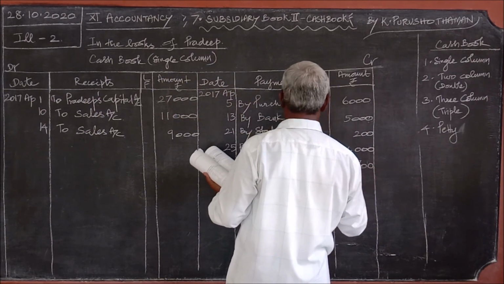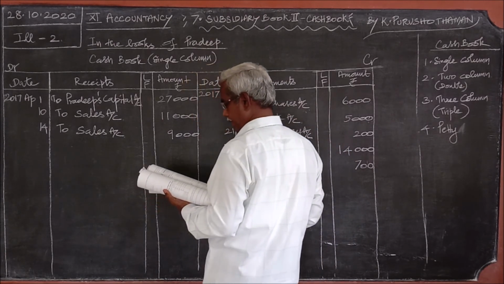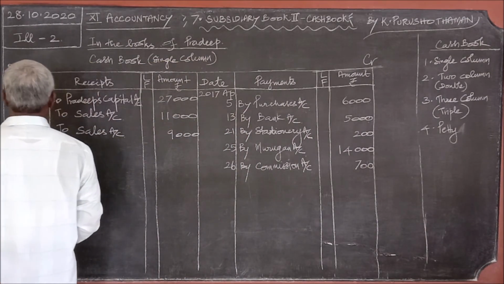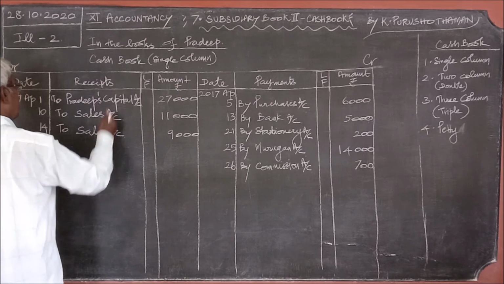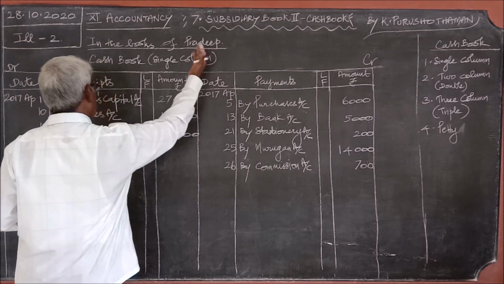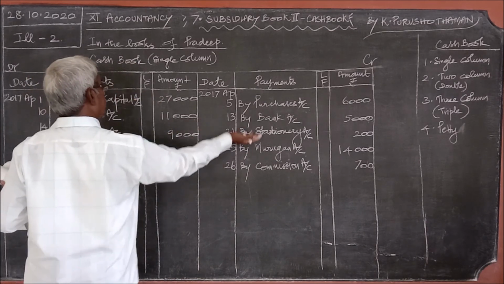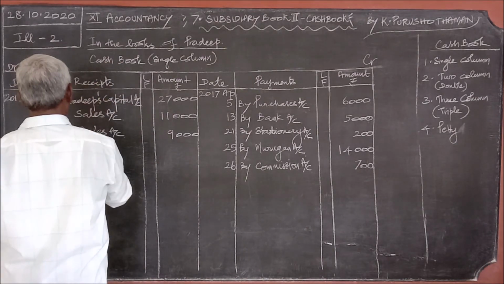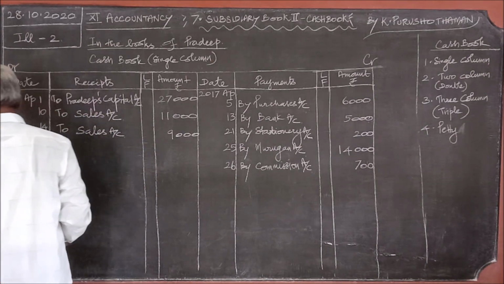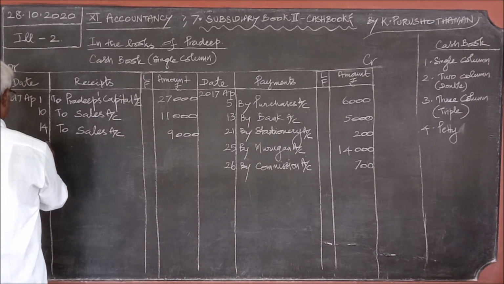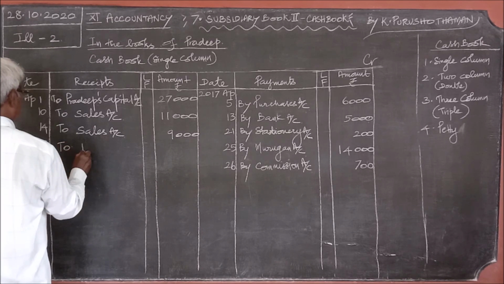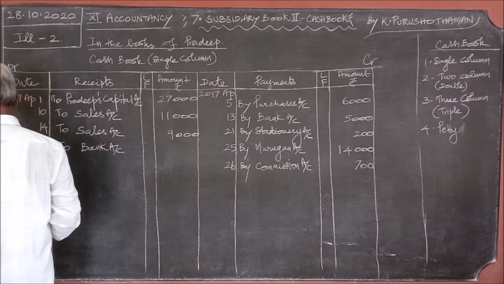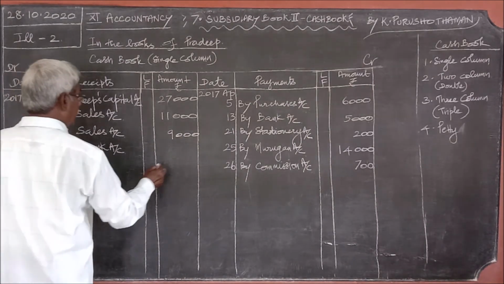Then, drew from bank for office use. For the purpose of office use, amount is drawn from bank. So in that case, does the cash come in or go out? When cash is drawn from bank for office use, the cash comes in. Therefore, drew from bank for office use, 29th, to bank account. How much is drawn from bank? 4,000.